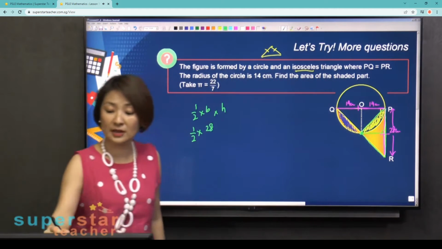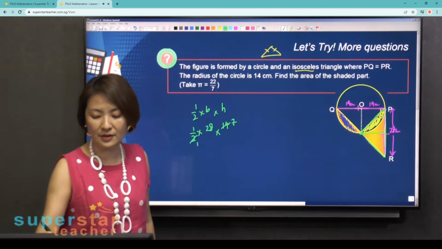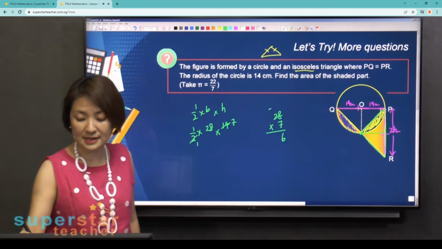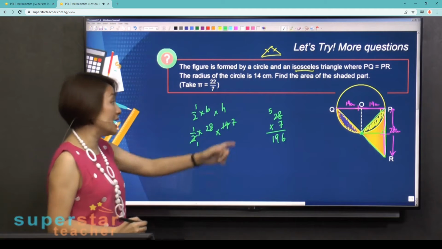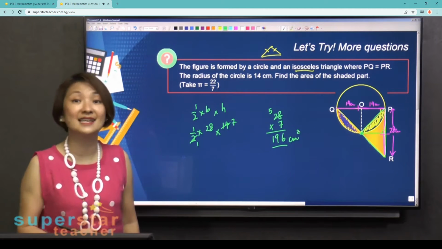So it's 14. You see that? So cancel 1, cancel 7. You have 28 times 7. 8 times 7 is 56. 2 times 7 is 14. 14 plus 5 is 19. Okay, and there you have it, the area of the shaded part, 196 square centimeters.